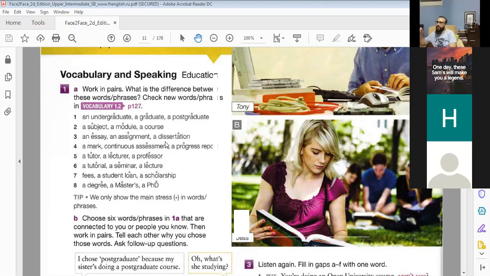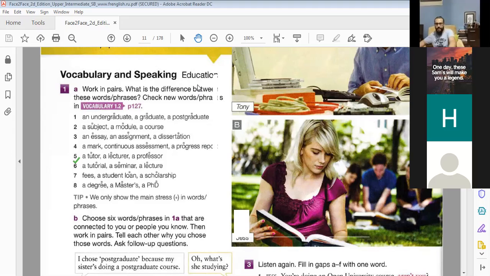A dissertation is actually what you write when you're doing a master degree or when you're doing a PhD. Yes. Okay. This is the dissertation. Then we have a mark, continuous assessment, progress report. What are these?